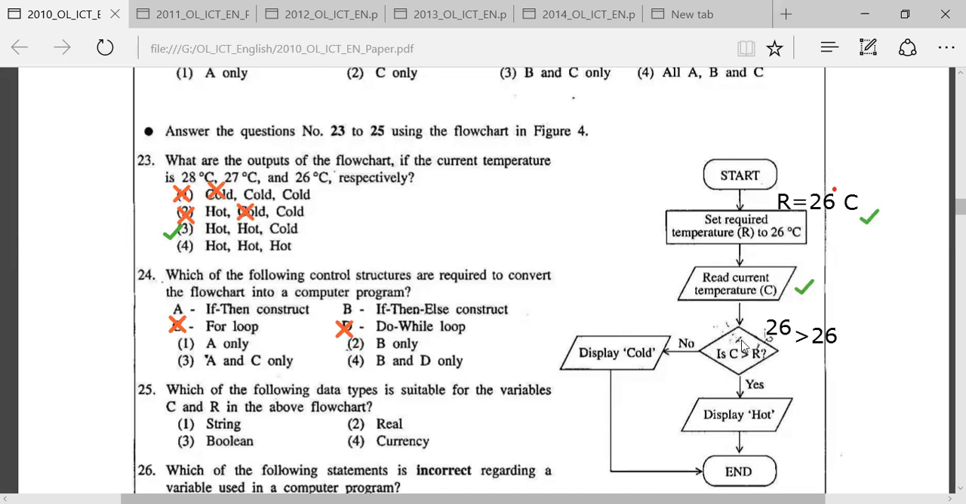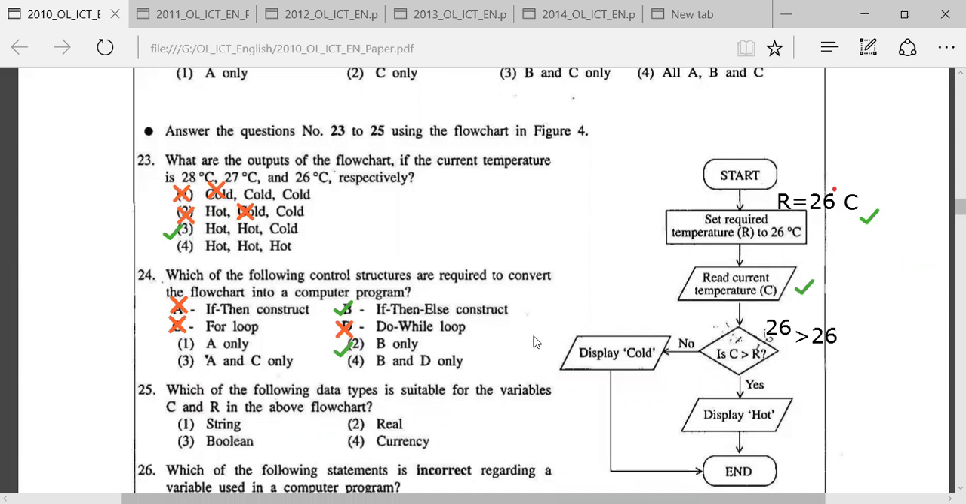In this selection, there will be two parts. Yes is there, no is there. That's why you need if, then, else construct. This is false. If, then only, not enough. So B only is your answer option, second answer. That is question number 24.